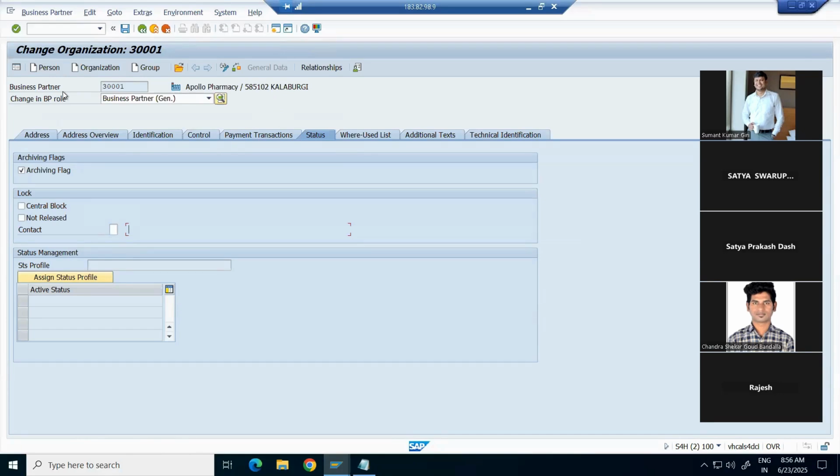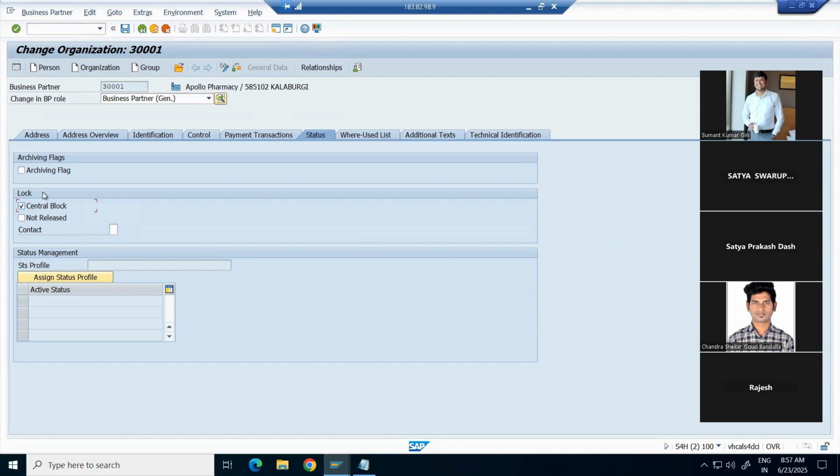And sometimes, for example, if you are not archiving or deleting, and you are simply making this checked, then what will happen is it will be displayed there whenever you create any kind of transaction or sales order. But you cannot create any sales order; the system will say this is blocked, like that kind of information you will get. Even if it is showing there, we cannot create until this archive flag, or this central block, is unchecked.